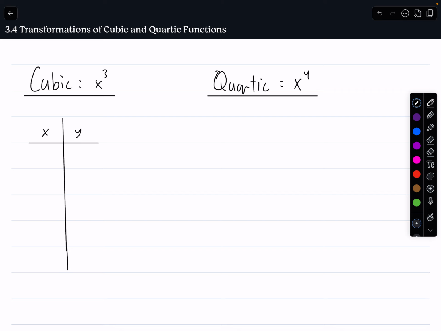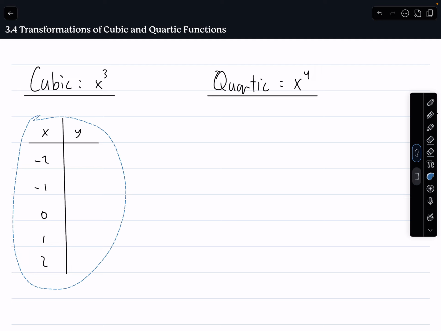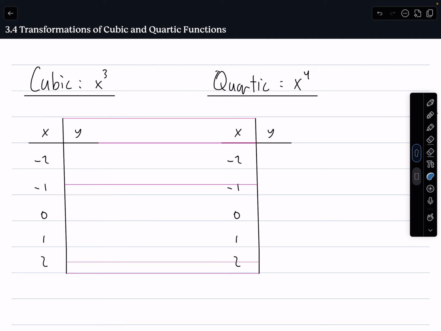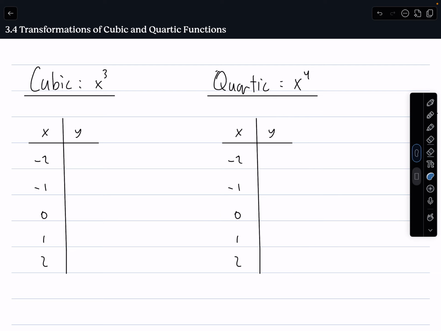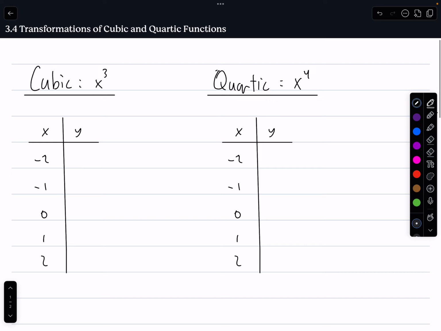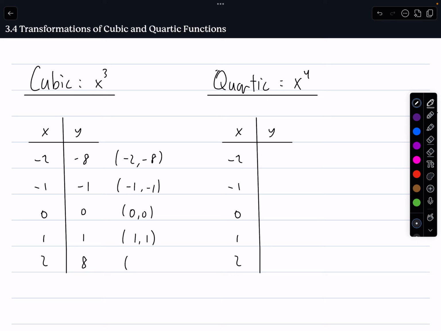Now, a good rule of thumb is to have these 5 points, so -2, -1, 0, 1, 2, for both the cubic and the quartic function. Whenever you guys are doing parent functions, it's always good to use these 5 points. They're pretty standard, and it will help us identify what are the main points that we can plot on the graph before we apply our transformations. So with the cubic function, this would give us -8, -1, 0, 1, and 8. So the points we get are (-2, -8), (-1, -1), (0, 0), (1, 1), (2, 8).